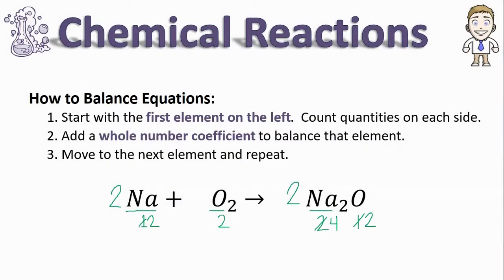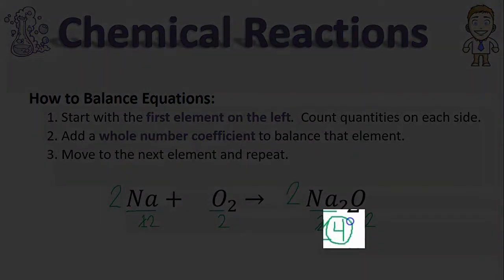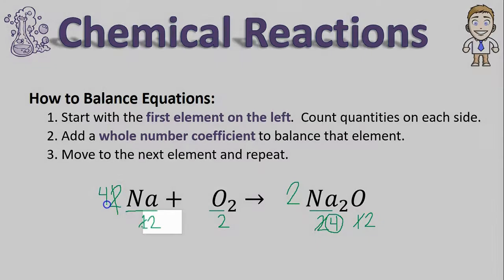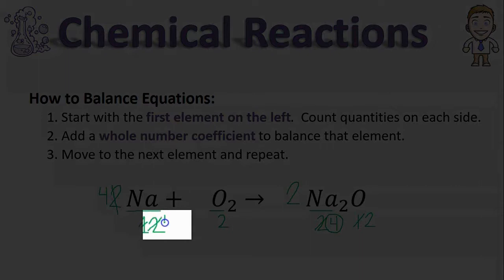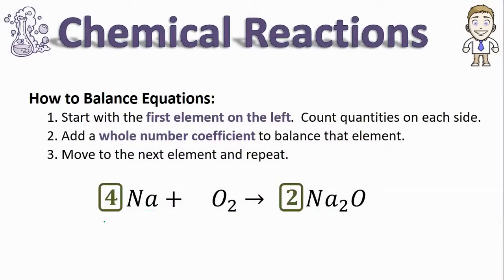Now my oxygens are balanced, but this does present a problem. My sodiums have changed to 4, which means this 2 no longer applies. Sometimes when you balance, you have to go back and forth and maybe erase or cross off some things you thought you were going to add in. This 2 now has to be changed to a coefficient of 4 so that the amount of sodiums remain balanced. The final coefficient list for this reaction is 4, 1, 2.